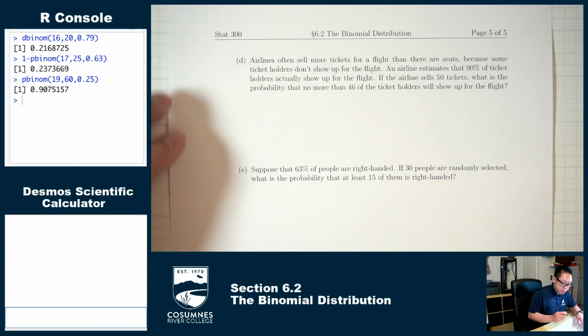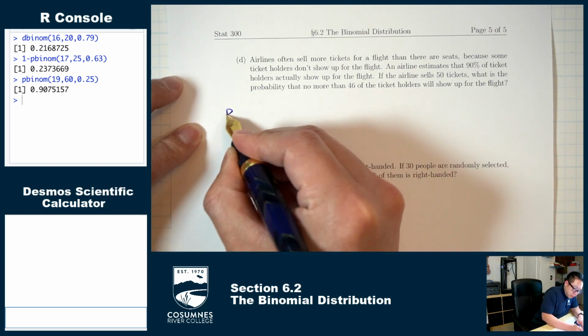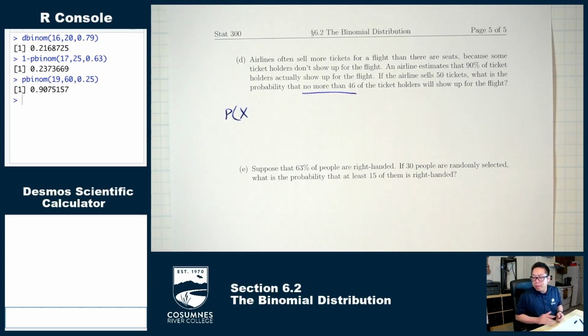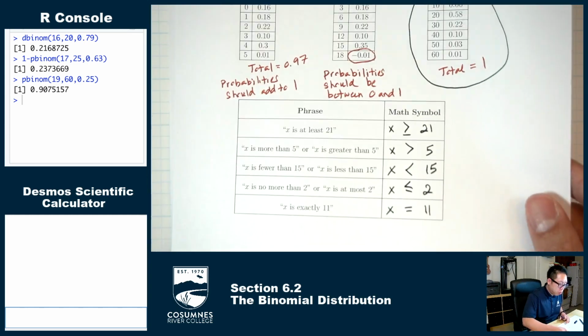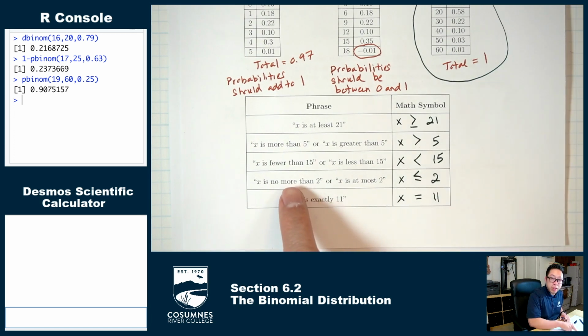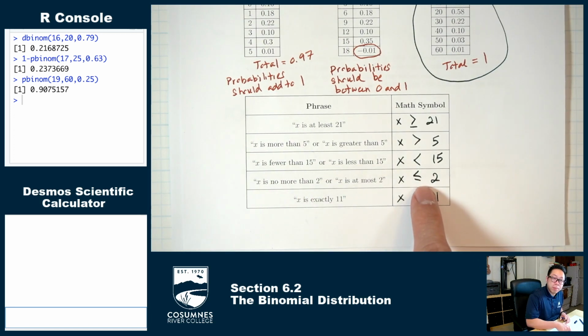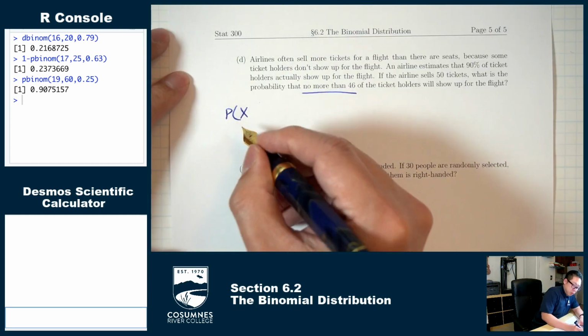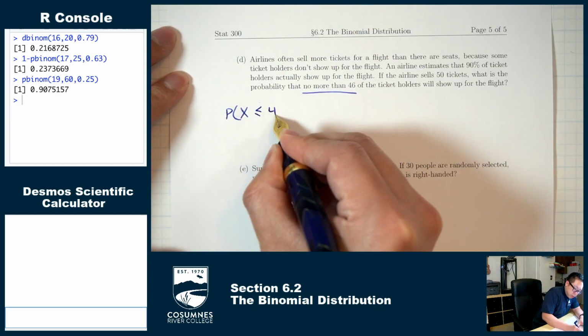Okay, so I'm going to translate into symbols. No more than 46. What does that mean? So this one is one of the ones that I have to think about a little bit. So no more than is a less than or equal. All right, so you need to use this dictionary. No more than is a less than or equal 46.